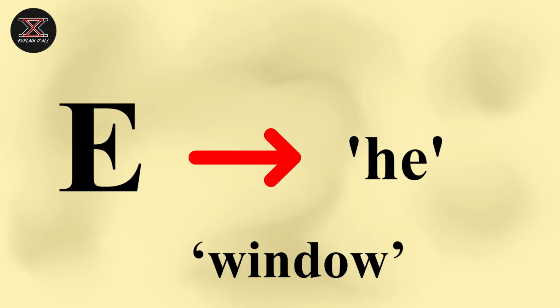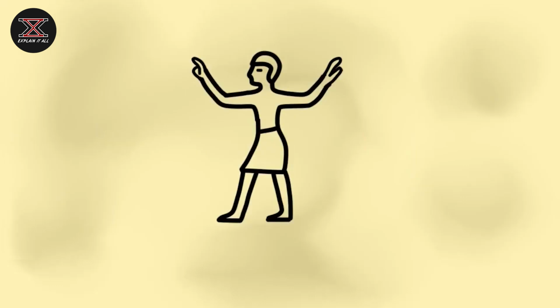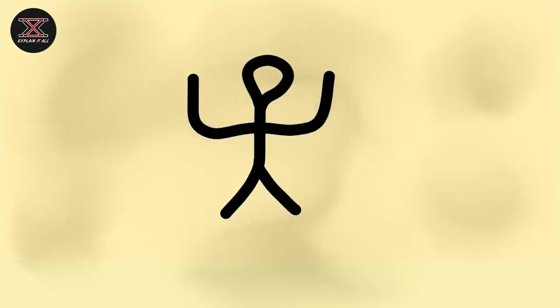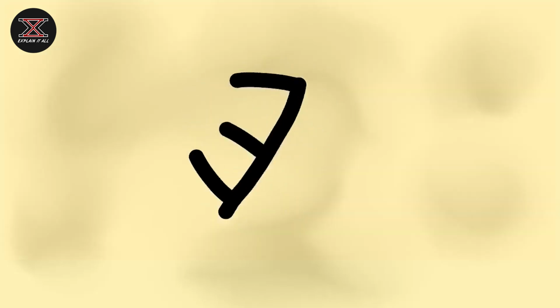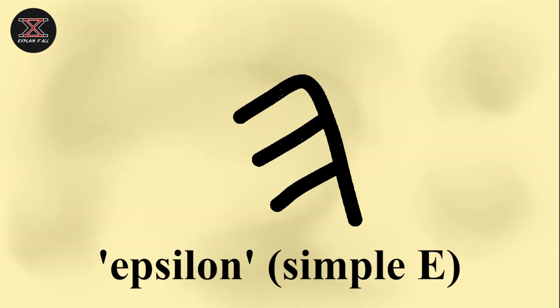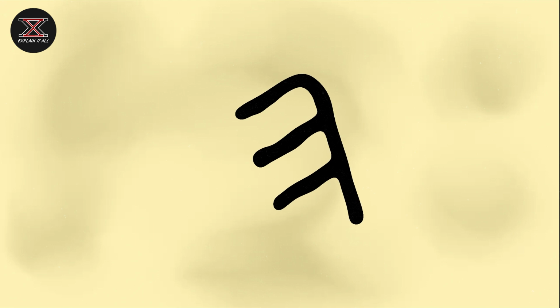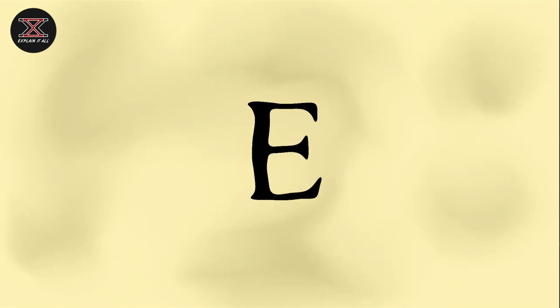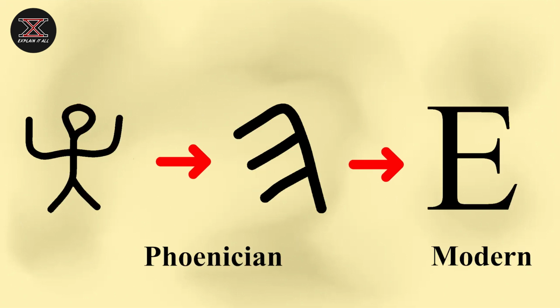E derives from the Phoenician he, which may have meant window, but originally represented a man, facing us with raised arms, calling out or praying. The Greeks modified this into epsilon, differentiating it from another Greek letter, eta, which had a similar sound. Later, the Romans incorporated it into the Latin alphabet as E. The letter E is one of the most frequently used letters in the English language, showing its enduring importance.